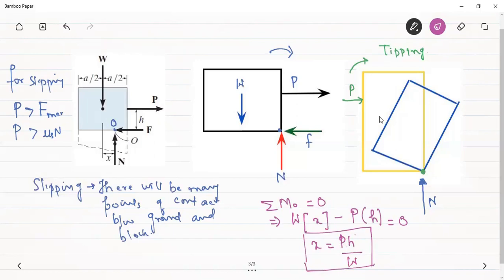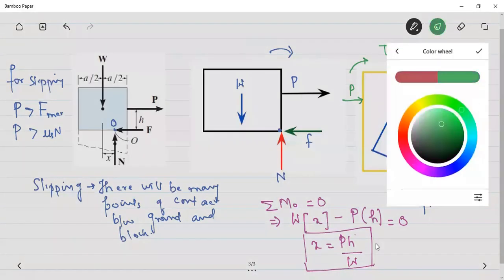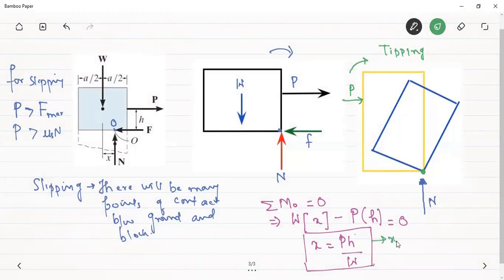Okay, from this it is clear that x increases by increasing of the P and the increasing of the height, which is h. And X also increases by decreasing the weight, that is, weight has to go down. Okay, then this distance will go on increasing.